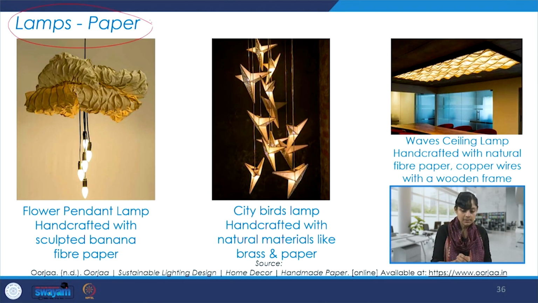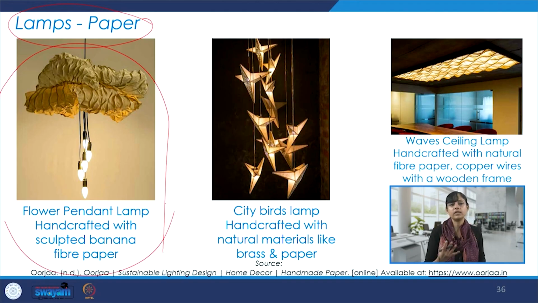And these are some lamps which are explored out of paper. This one is very interesting. It's a flower pendant lamp, handcrafted with sculpted banana fiber paper. And it looks quite aesthetic. The form is very nice. The color combination is nice. The mood it imparts to the space because of this tactility and color palette and the kind of light that you put in over here, yellow or white, depending on what the purpose is, will give a very interesting character to the space.